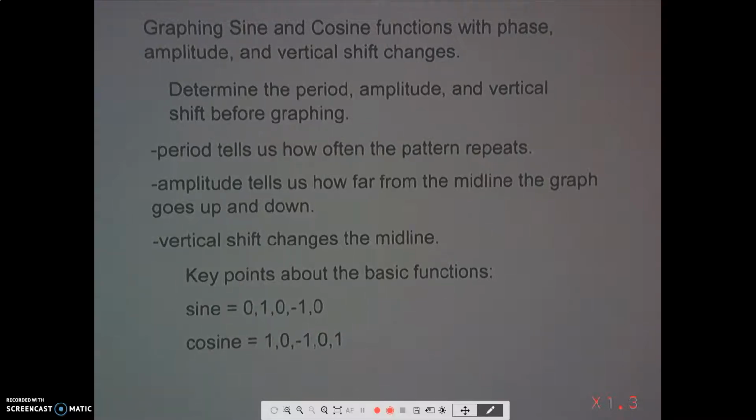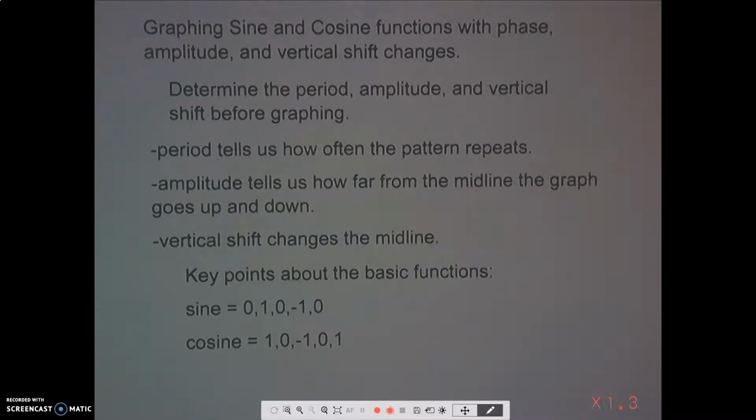Today we're going to be talking about graphing sine and cosine functions again, but today we're going to talk about ones that have a phase, amplitude, and vertical shift changes. So remember that the period tells us how often the pattern repeats. We find that by taking 2 pi and dividing it by b. The amplitude tells us how far from the midline the graph goes up or down. So that's going to be a. And then the vertical shift is going to change the midline.